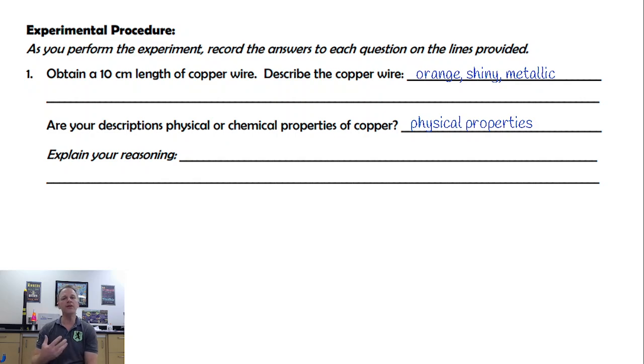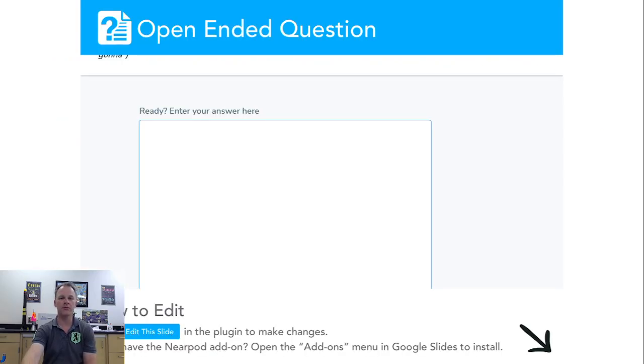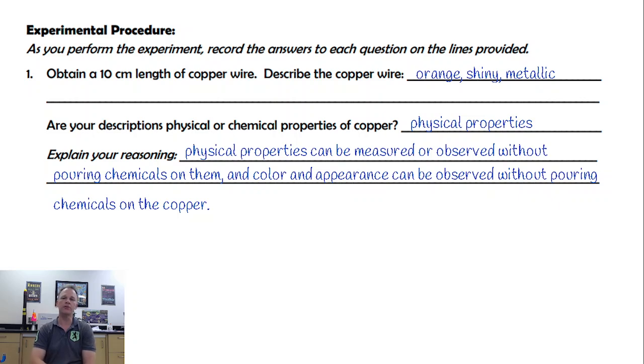Well, if something fits a certain definition, then it is that thing. And what's the definition of a physical property? A physical property is something that can be observed or measured without having to pour chemicals on it, right? So these things, the color and the shininess, those are things that can be observed without pouring chemicals on the copper.